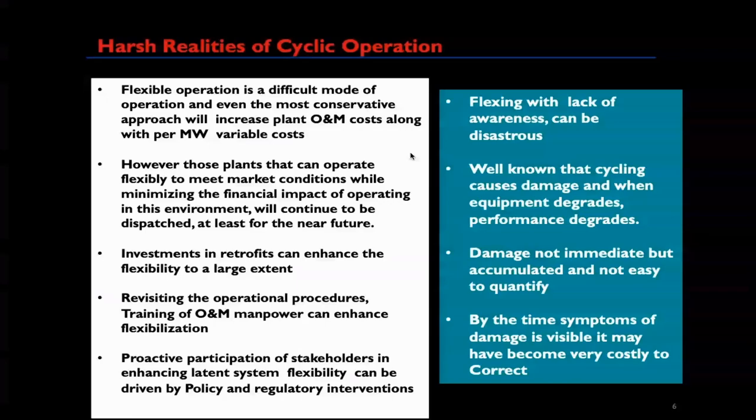But another thing you need to understand is that when you are flexing the units, if there is a lack of awareness, that can be disastrous. And that is what we have seen. Many of the state GenCos are approaching us for support. At least 5-6 state GenCos have a lot of cost overruns on their O&M cost for the past 2 years, because they were flexing their units without being aware of the consequences.